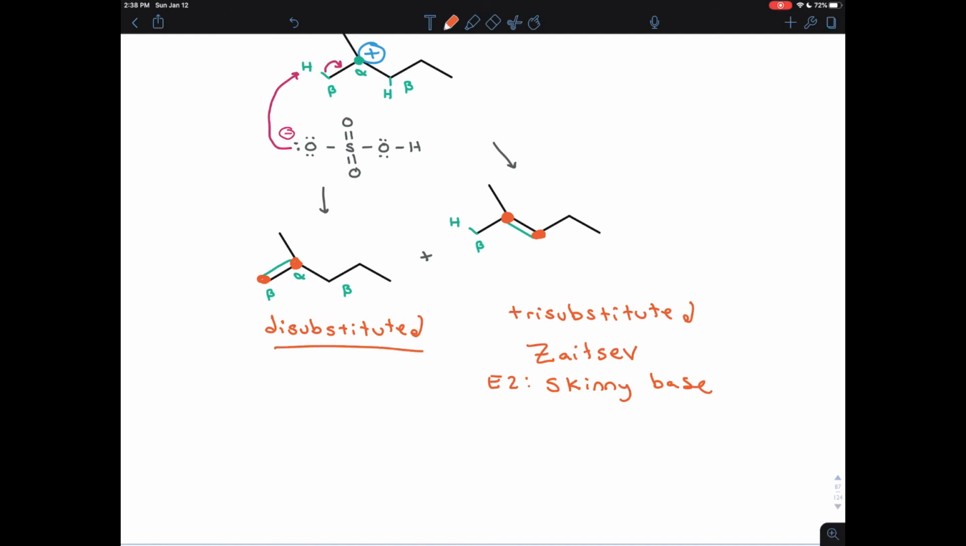The less substituted product, and it doesn't have to be di-substituted, it just has to be the less substituted of your different options, that's called the Hofmann product. And in an E2 reaction, and again, we'll discuss what that is in just a second, you would use a bulky base to get that. So an example of a bulky base is potassium tert-butoxide.